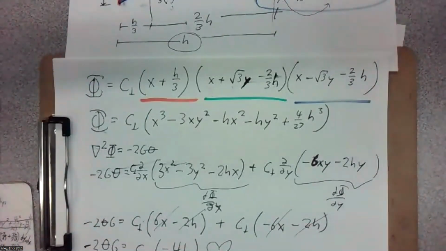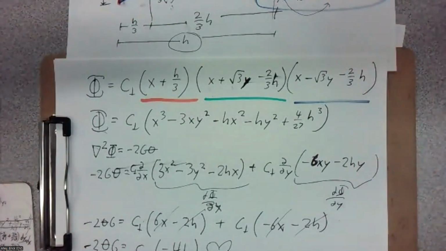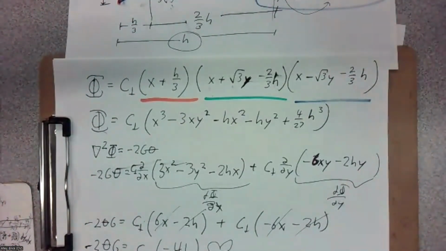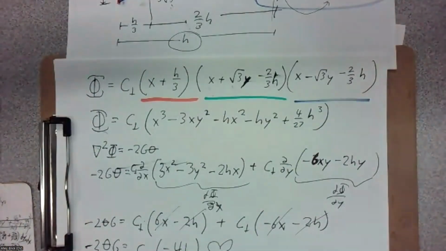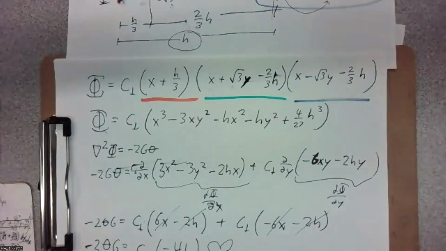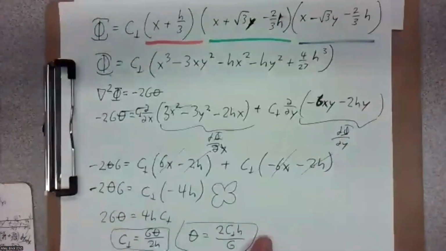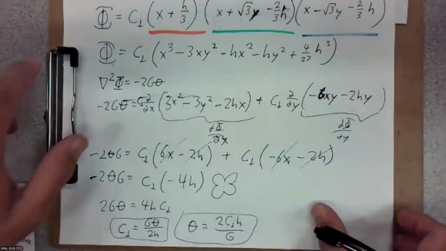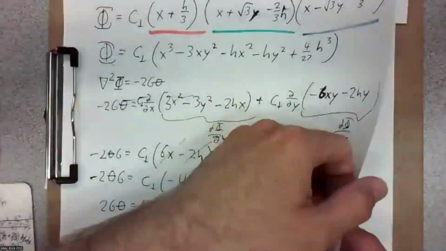So we got that right there, 4H. Minus sign's going to go away. So we got 2G theta equal to 4H C1. That means we can now list C1 in terms of theta. It's going to be G theta over 2H. Or if we want to flip that around, we could say that theta is also equal to 2 C1 H over G. So I got a relationship between that constant and theta. So we're halfway there.